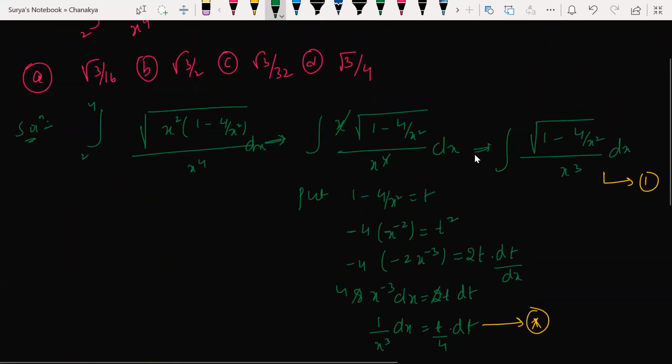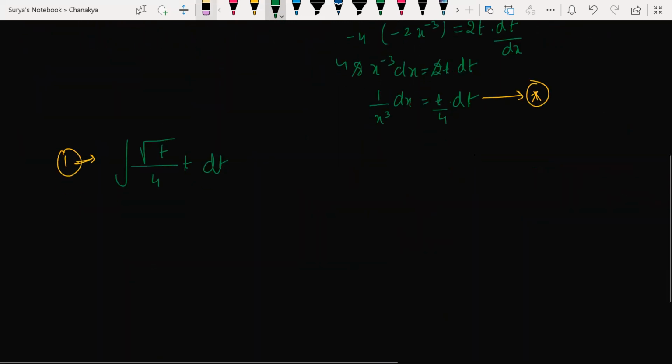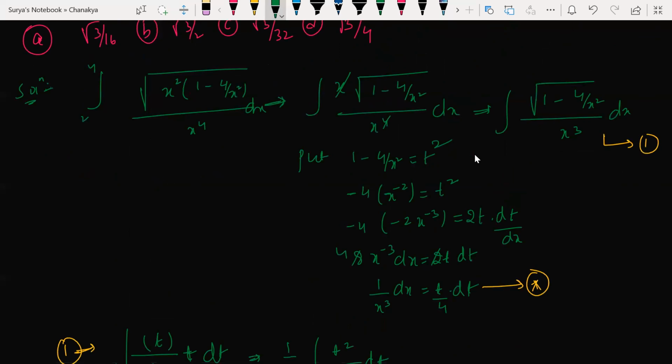Yes, t square. So we have to take t square, beta. The square root of t square will become t. Here you will be getting t only, t into t. Correct? Substituting star in the first equation, this is what I will be left with: 1 by 4, t square by 4 dt. And now the limits will change here, of course.